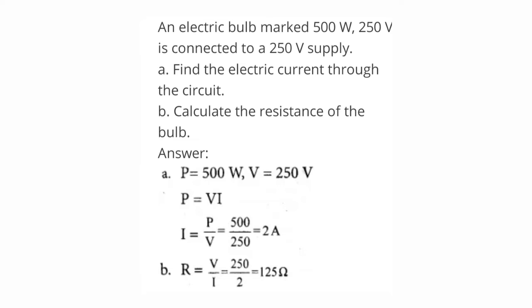Calculate the resistance of the bulb. Answers: A. P is equal to 500 watt, V is equal to 250 volt, P is equal to V into I, so I is equal to P by V is equal to 500 divided by 250 is equal to 2A. B. R is equal to V by I is equal to 250 divided by 2 is equal to 125 ohm.